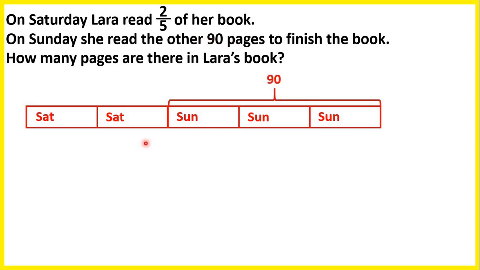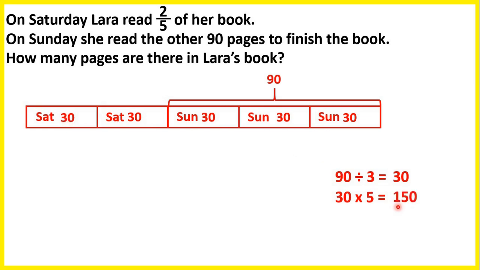So using a bar model, if we know that 3 bars make 90, to find each bar we can divide 90 by 3, and that's 30. So each bar on our bar model represents 30, and we have 5 bars, so if we multiply 30 by 5, that gives us 150. So that's the number of pages in Lara's book.